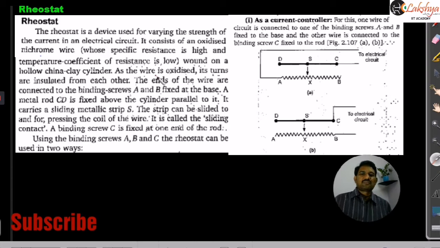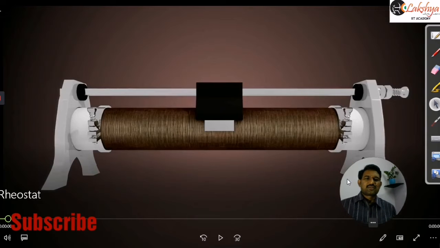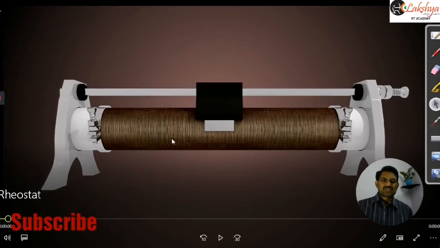And now I will show the diagram for this rheostat, then you will get more clarity about that. So now see this. This is the rheostat here. Practically the rheostat will look like this. Here you can observe that the wire is wound on this china clay cylinder, that means some insulating cylinder.